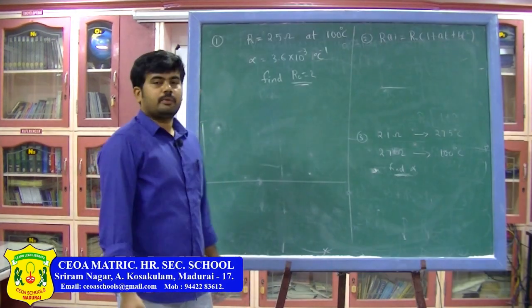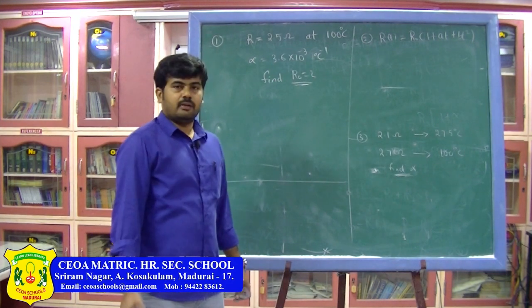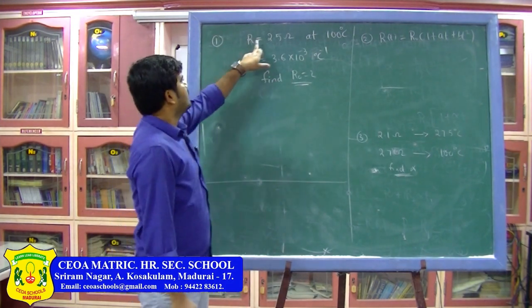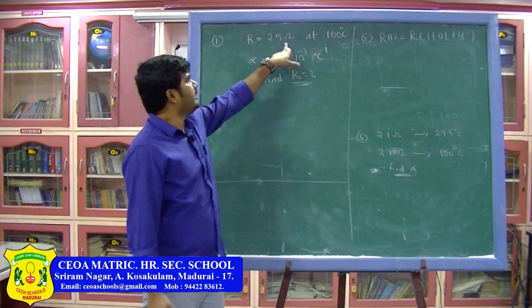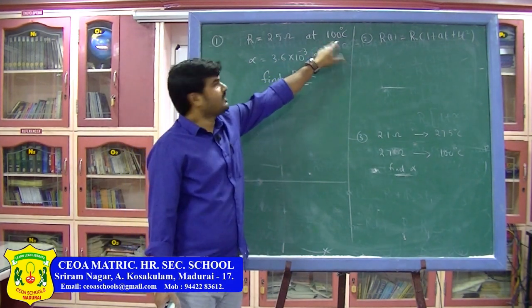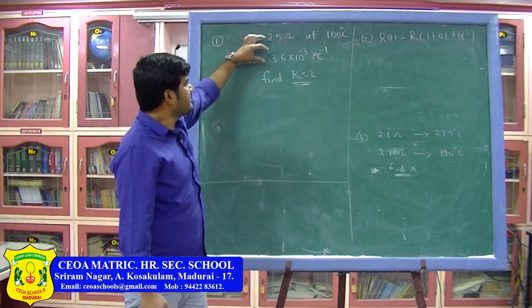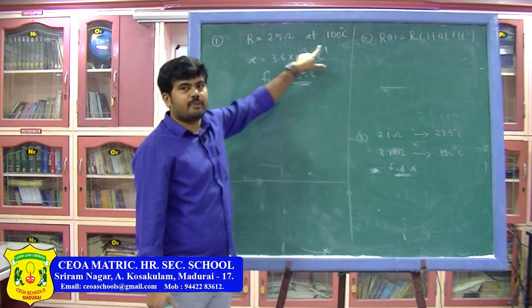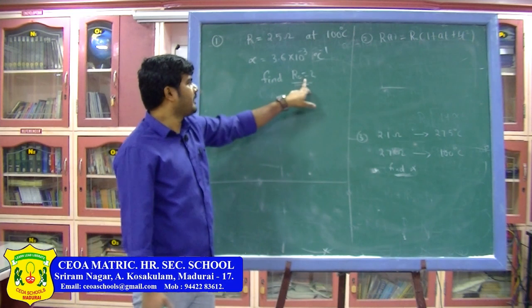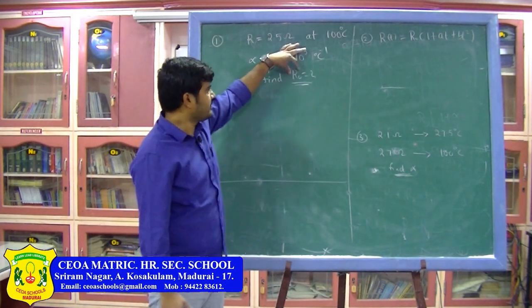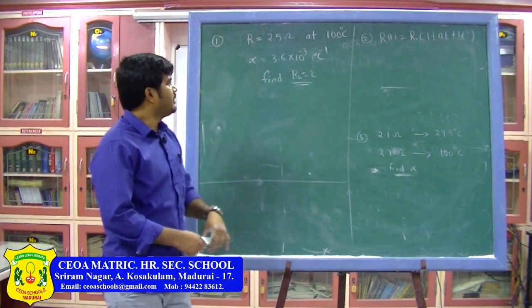Now the first problem related to the temperature coefficient of resistance is this one. The resistance of a wire at 100 degrees Celsius is 2.5 ohm and its temperature coefficient of resistance is 3.6 into 10 power minus 3 per degree Celsius. Find the resistance at 0 degree Celsius, that is R naught value. So now let us find out this.